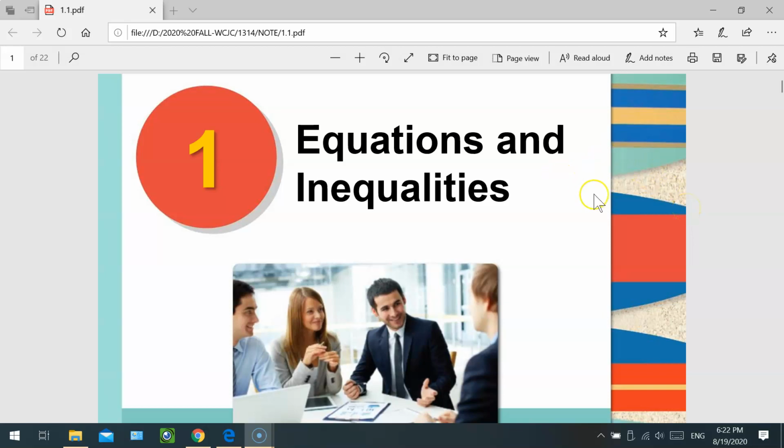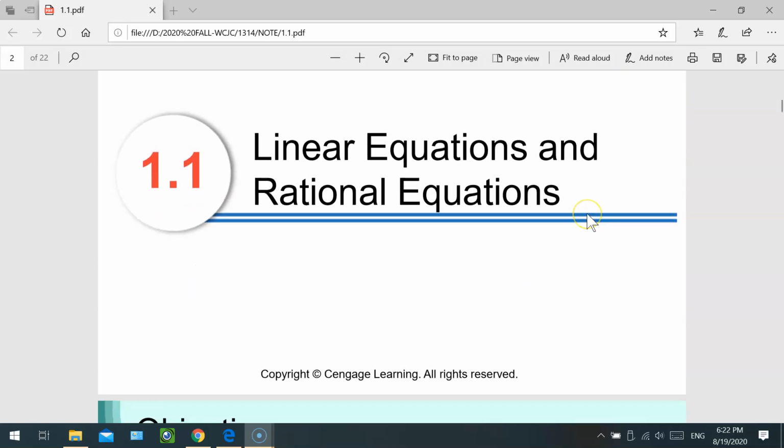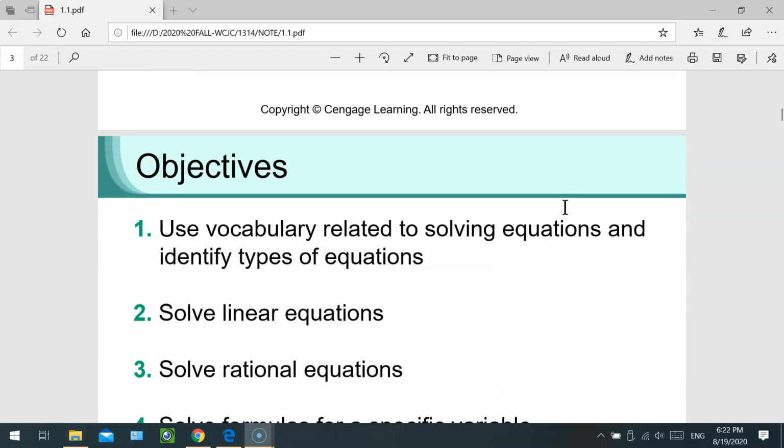Hi everyone. We start from chapter 1. Chapter 1 is the equations and inequality. 1.1 we are going to talk about linear equations and the rational equations.